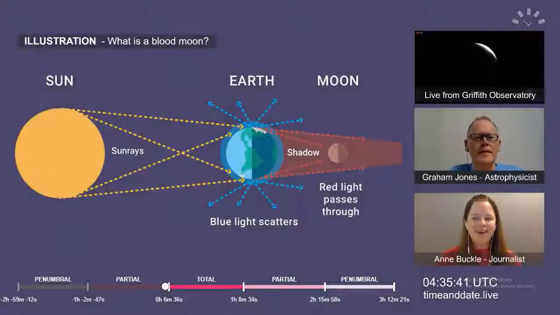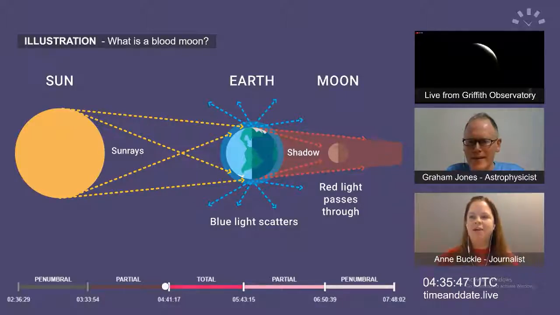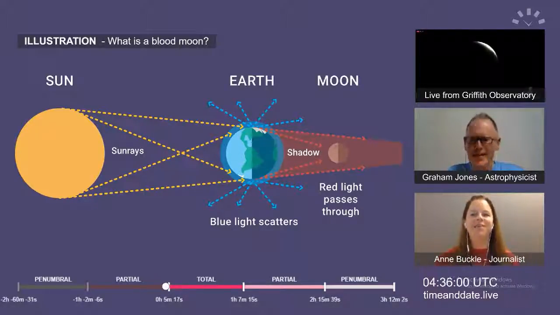And we're back again. Hi, this is Anna Buckle from timeanddate.com, and I'm here with Graham Jones, our astrophysicist in Japan, and we're looking at why the moon turns red. We've had quite a few questions from our viewers about why this actually happens. So I was hoping you could explain this to us, Graham. Right. So it is a really fascinating question. Why does the moon turn red?